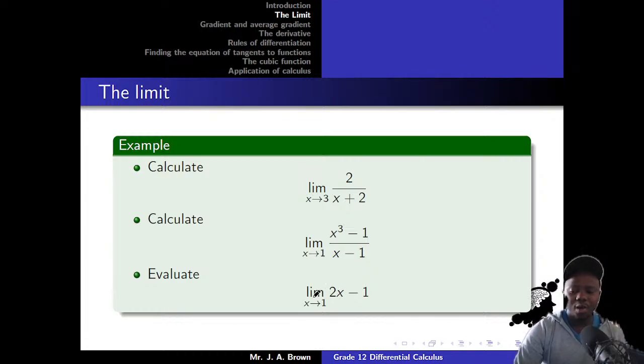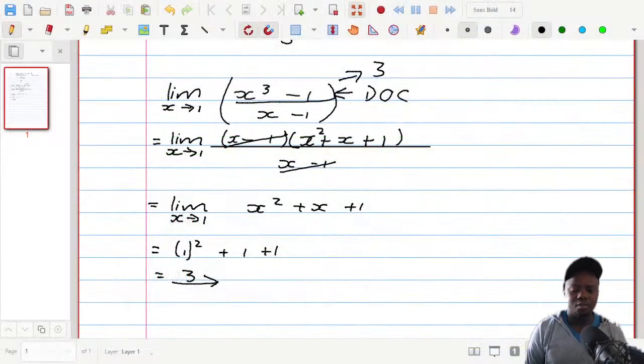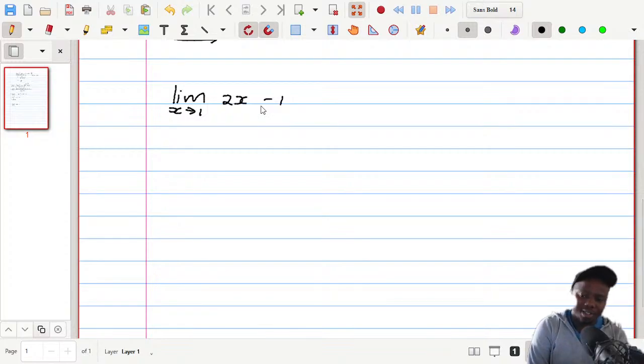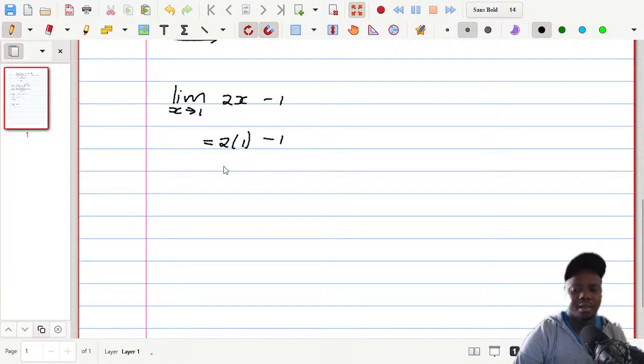The question says, evaluate the limit as x approaches 1 of 2x minus 1. Now once again, let's go back to the writing pad and see how we could do this one. So this is the limit as x approaches 1 of 2x minus 1. Once again, we need to ask ourselves the question, when I substitute x equals 1, do I get undefined? The answer is no. So I can safely ignore my limit sign, do away with it, then substitute x equals 1. My answer is positive 1. There we are. Life is great.